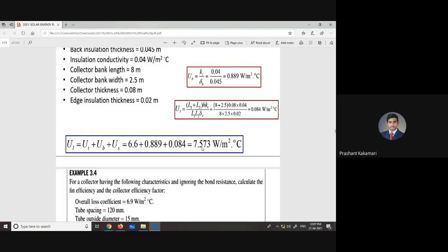So like this we are finding the overall loss coefficient using top loss, bottom loss and side losses of the flat plate collector.